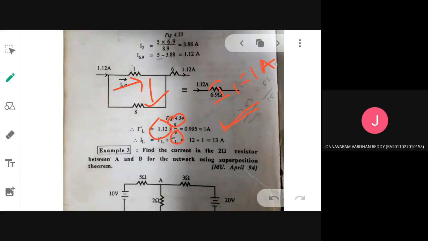The earlier case when we are considering 15 ampere, what was the current? I through 1 ohm, that was 12 ampere. So they have summed up and they have got 13 ampere. Okay. So this is as per superposition principle. Understood?